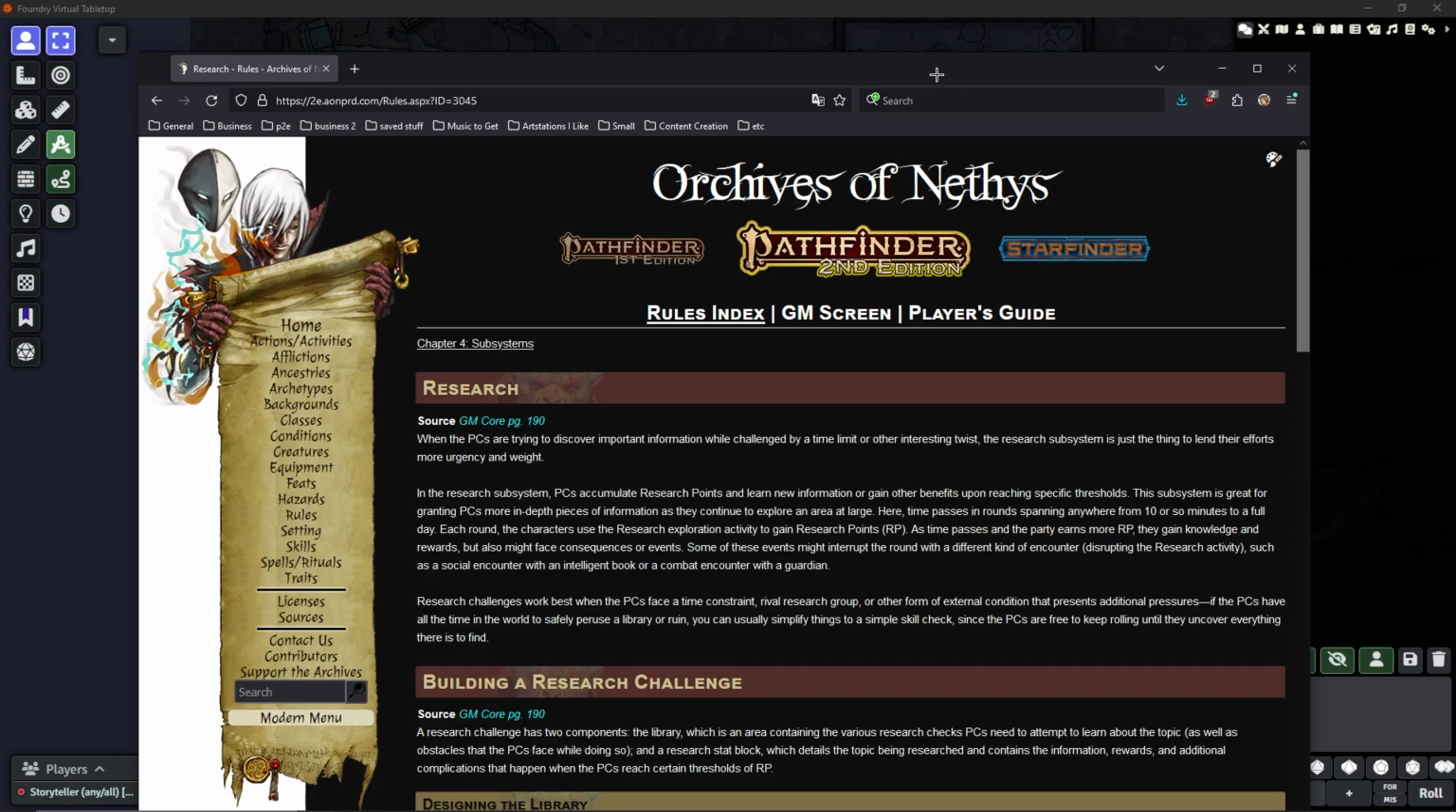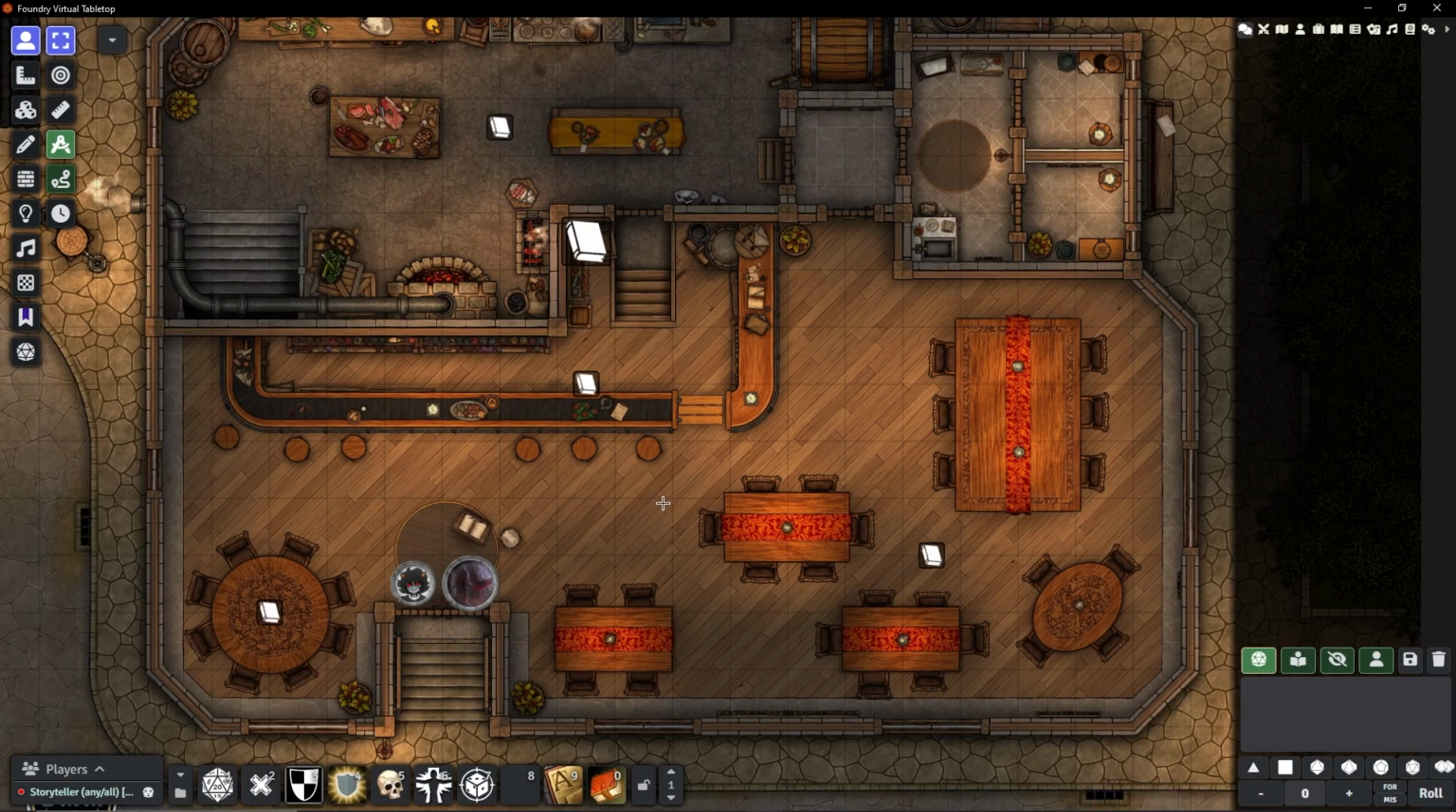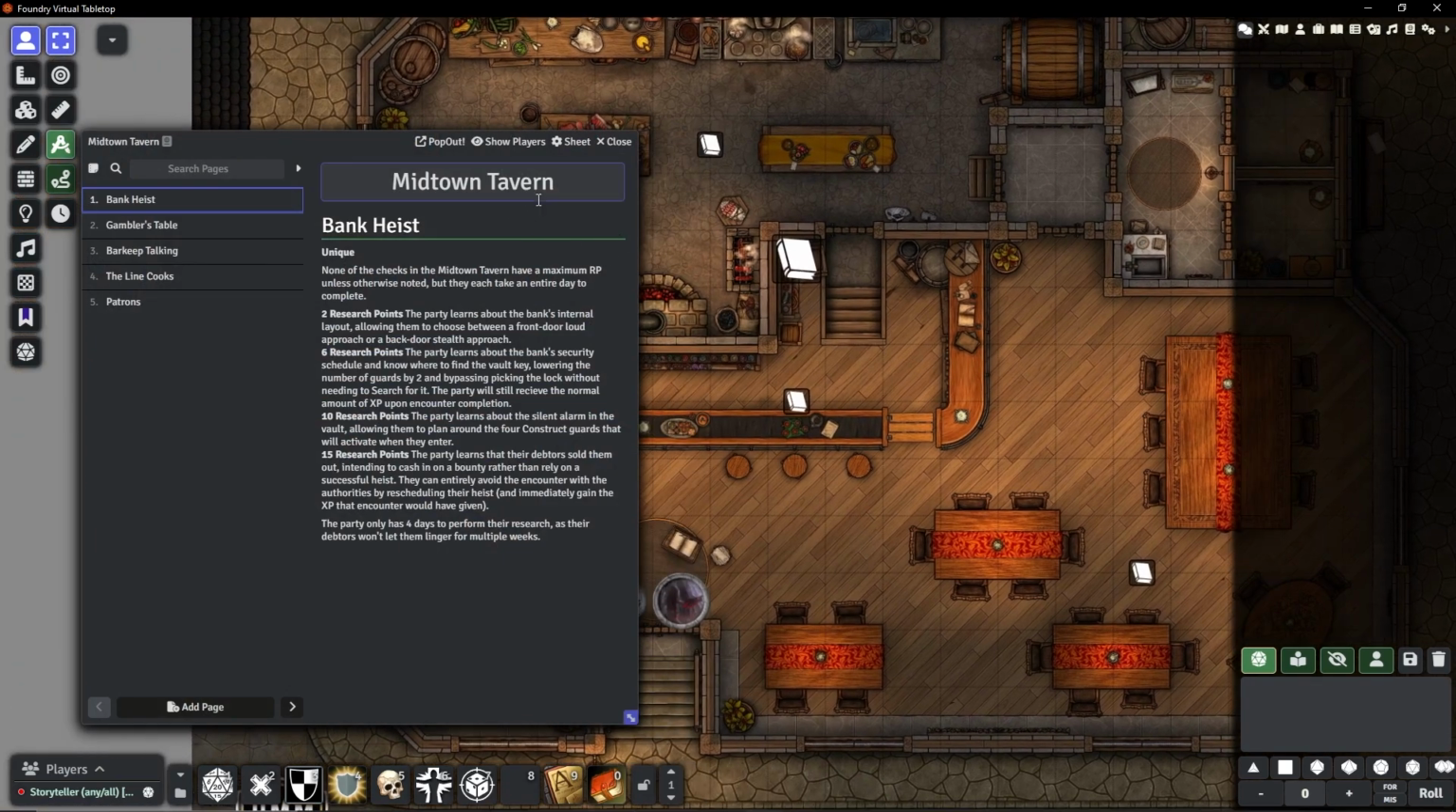I would highly recommend attempting even a small-scale research subsystem in your next campaign. Try to use it to set something up and ask if your players were more able to engage with it. And as for the particulars on how I would advise one to construct a research system or a library, I'm going to be using the Midtown Tavern as the example here.